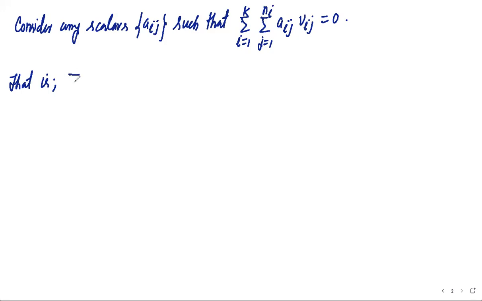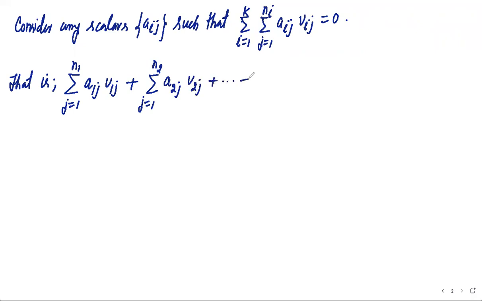So the first term when i is equal to 1 is summation j from 1 to n1 a1j v1j. Then plus the second term is summation j from 1 to n2 a2j v2j. Then plus so on. And the kth term is summation j from 1 to nk akj vkj is equal to 0.